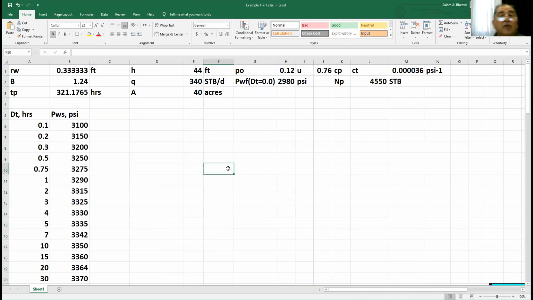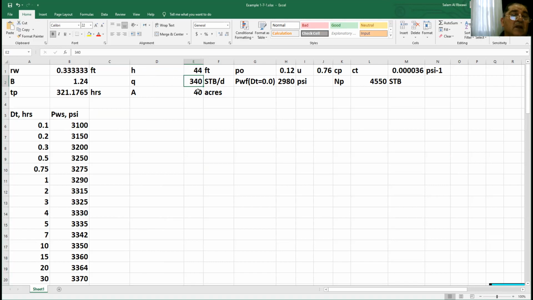Okay. So we have rw given to us. We have the formation thickness. We have the porosity. We have the viscosity. We have the total compressibility and the oil formation volume factor. The flow rate Q is given to us. And we know the pwf at the moment of the shut-in, this is when delta t equals 0. We have the cumulative production. And we have the area given to us, in acres.